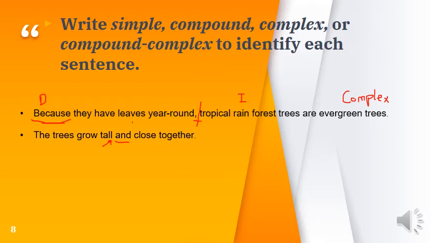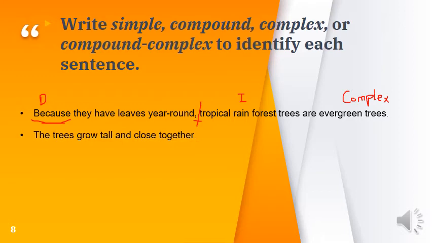The trees grow tall and close together. How many sentences do I have, or how many clauses do I have? Only one. What about this and, teacher? Do you see a comma? No, I don't see a comma. Do you see here a subject? No. Do you see here a predicate? No. Tall and close. This is an adjective. So this and is not counted as an indicator of anything. Just a simple and.